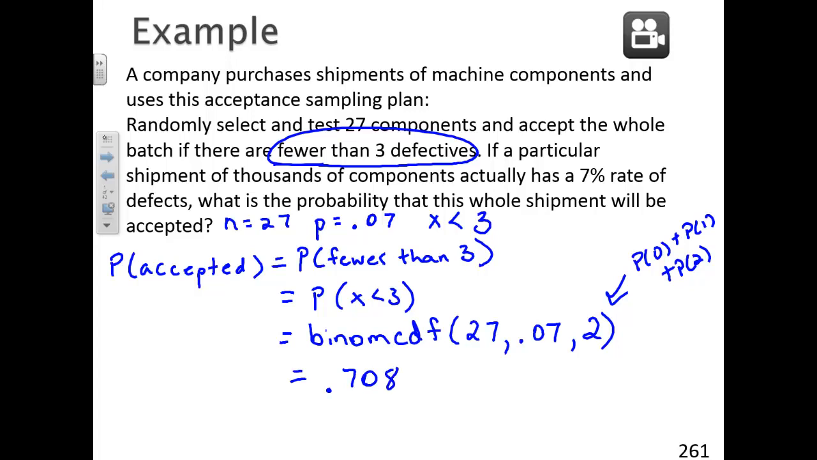This problem is one of those that you really have to think about what they are asking, because the wording can be a little bit confusing. That's why I started with writing down the probability of accepted. That's what they were looking for. And then I had to decide, what did that mean? Well, they tell us for it to be accepted, it needs fewer than 3 defects. So then from there I could translate exactly what they're wanting from this problem. Next example.